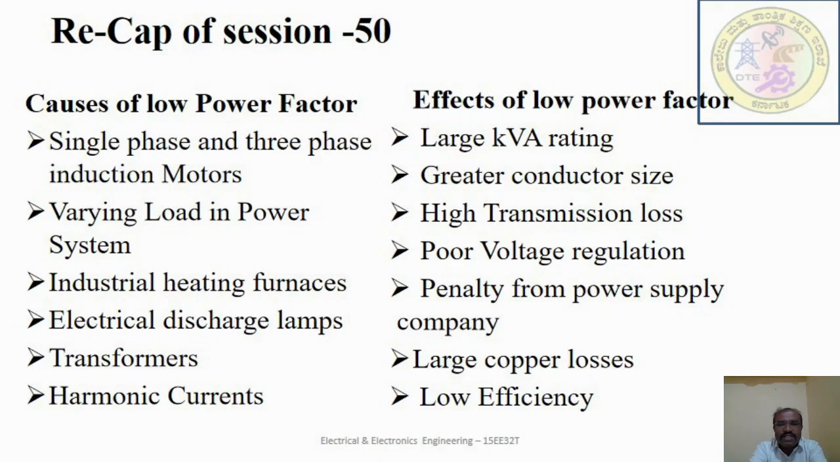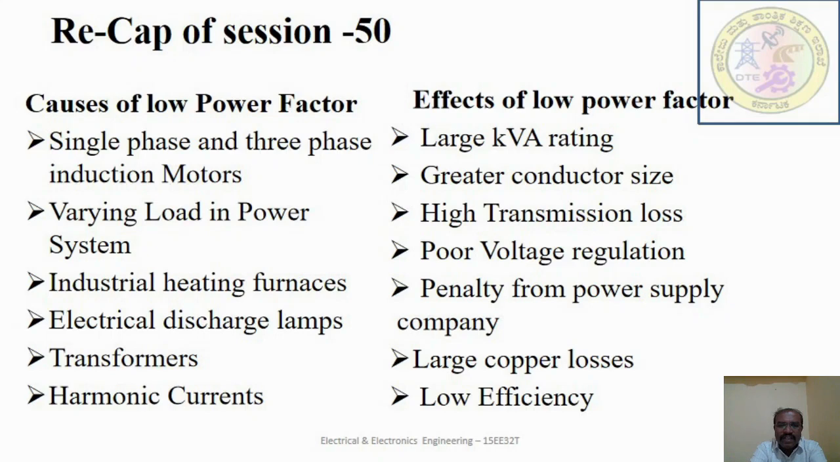Now we see the causes of low power factor. The causes are the use of single phase and three phase induction motors, varying loads in the power system, industrial heating furnaces, electrical discharge lamps, transformers, and harmonic currents. These are the main causes of low power factor in an electrical system.